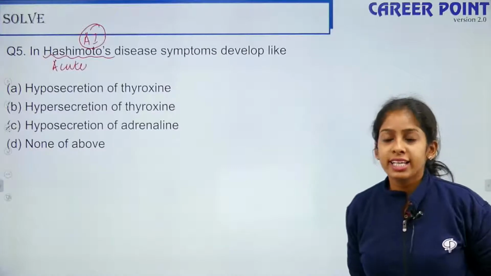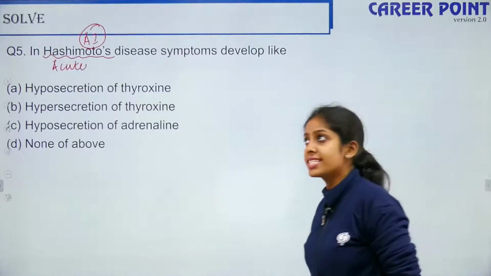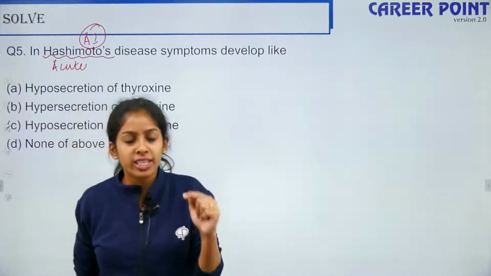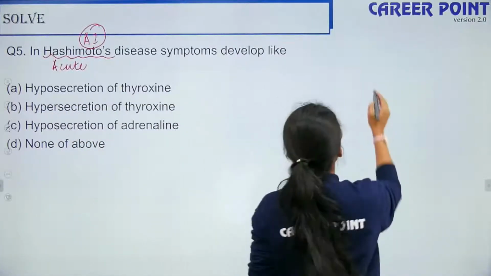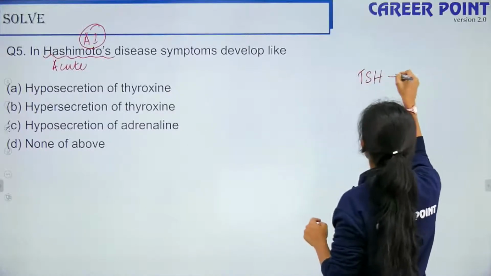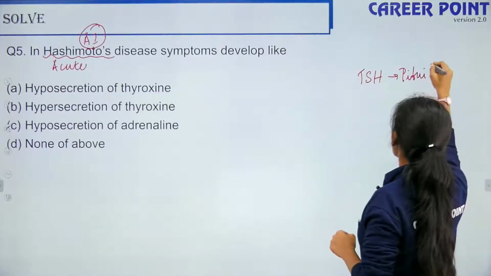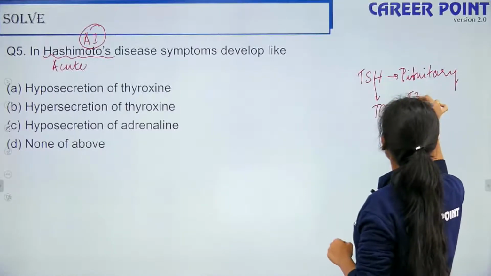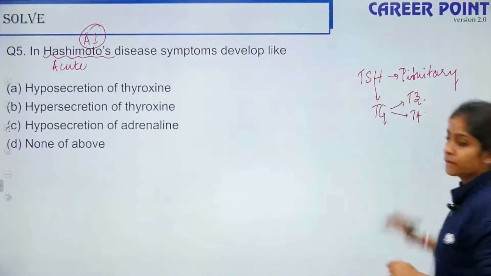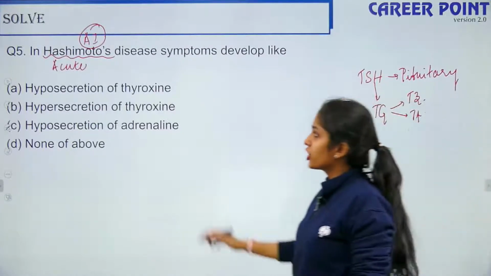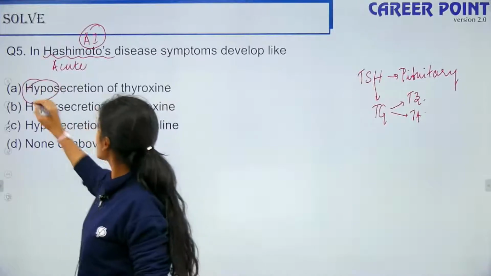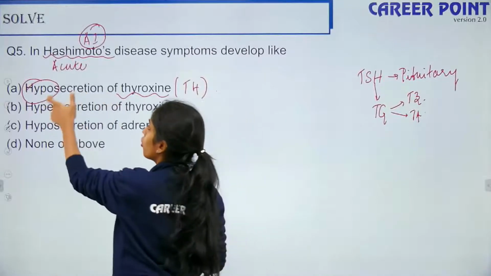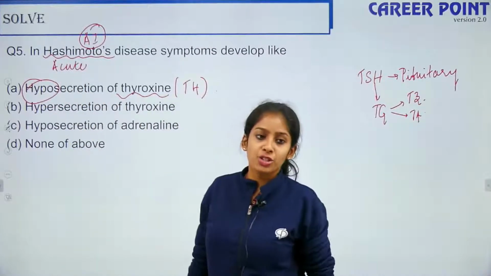No, T3 and T4 are your thyroid hormones. TSH is thyroid stimulating hormone, which stimulates your thyroid to produce T3 and T4. TSH is secreted by your pituitary, so it is a hormone of your anterior pituitary. It acts on your thyroid gland to produce T3 and T4. So Hashimoto's disease is due to the hyposecretion of your thyroxine, basically your T4. When you have prolonged hyposecretion, that leads to Hashimoto's disease.